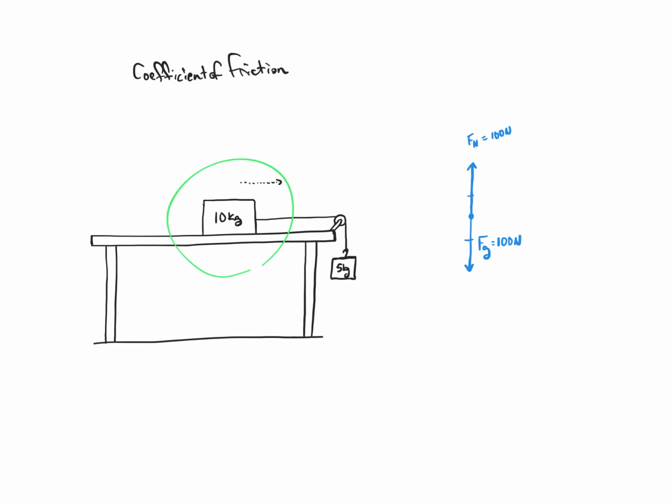So those are equal. I have a tension pulling to the right. Ready for this? Force of tension is 50 newtons, right? Because the force of gravity pulling down here is 50 newtons. And since I said it was moving at a constant velocity, once it starts moving, the force of friction is also 50 newtons. No accelerations. Everyone is happy.